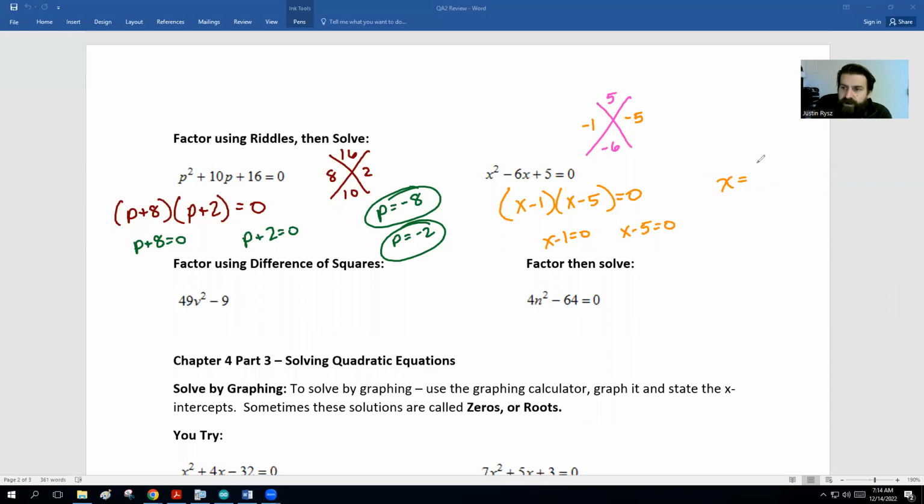All right, we would add 1 over, so x would equal 1. We would add 5 over, x would equal 5. It's pretty much just always the opposite of the factor.